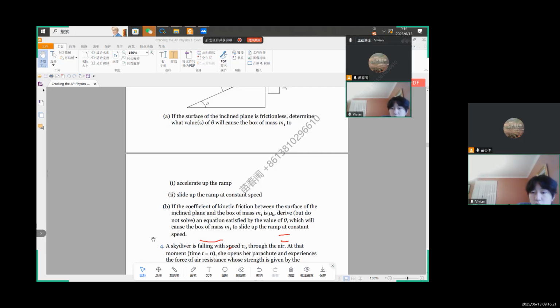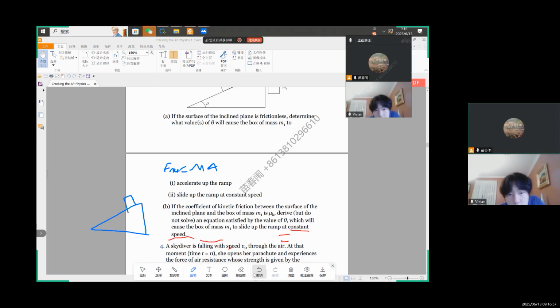Derive but do not solve the equation satisfied by the value of theta. You basically want us to find an equation with mu k and theta, and of course with m2 and m1. F net, at constant speed, equals m a. So we just need to find F net.